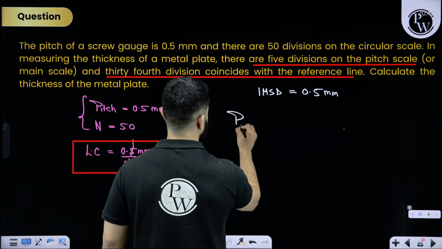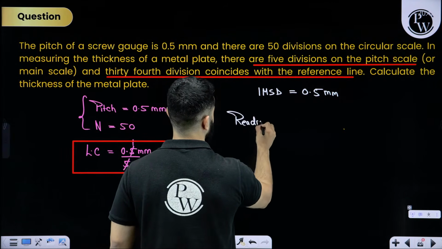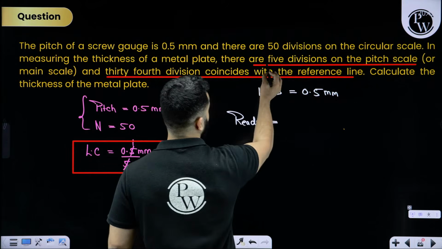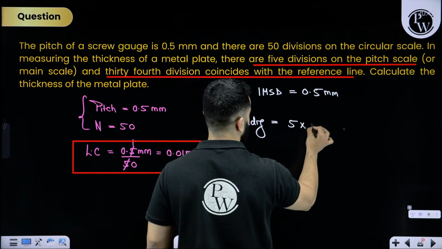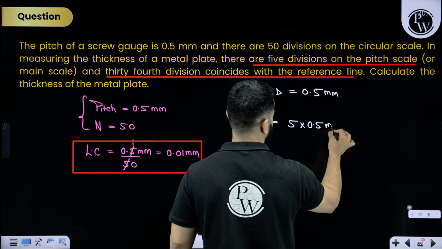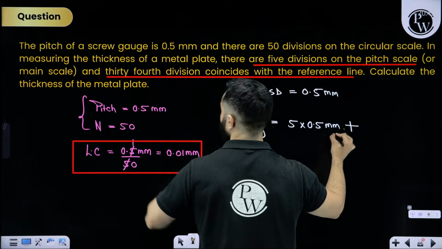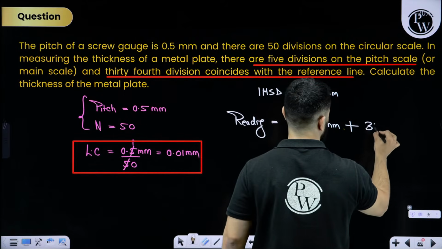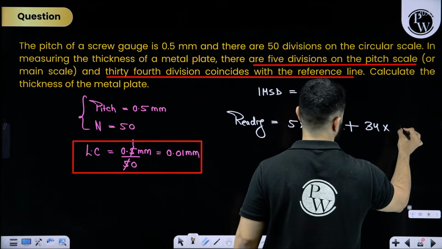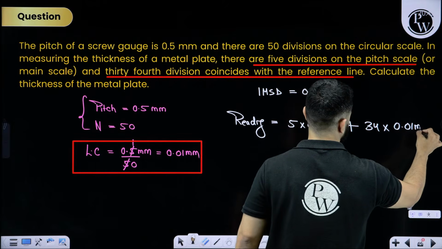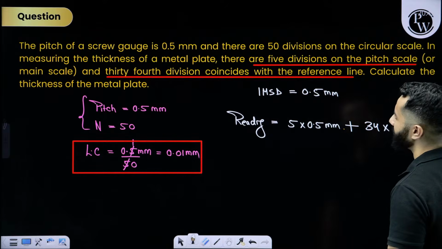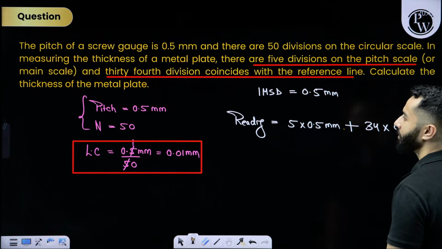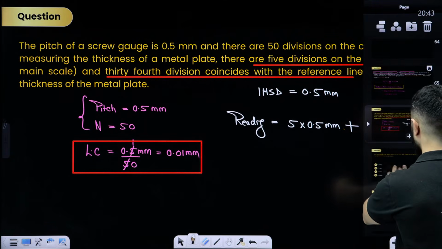So finally the reading will be something like this. They are saying there are 5 divisions on the pitch scale. So 5 multiplied by 0.5 mm plus the 34th division, so 34 multiplied by 0.01 millimeter. This is going to be your final answer. One MSD is missing in this, but fine, this is going to be the answer.